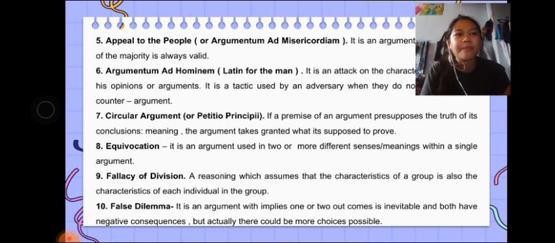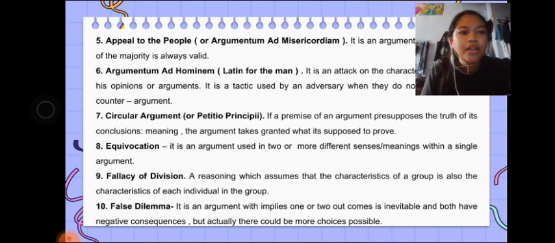Number 10, false dilemma. It is an argument which implies one or two outcomes are inevitable and both have negative consequences. But actually, there could be more choices possible. So example number 1 is, if you don't vote for this candidate, you must be Antichrist. Example number 2, you either broke the glass door or you did not. Which is it?